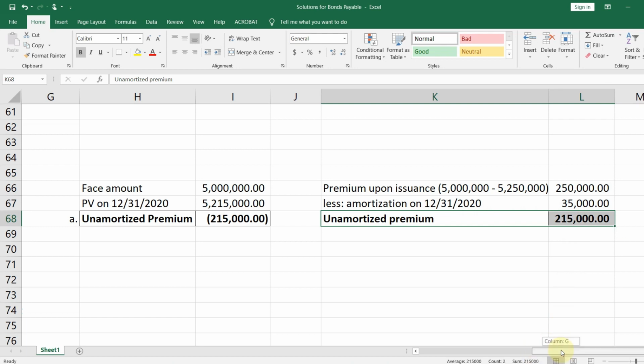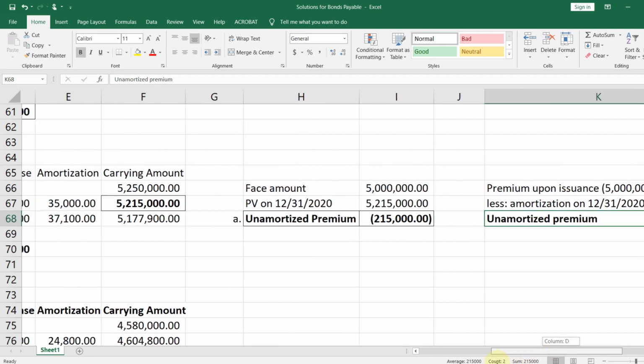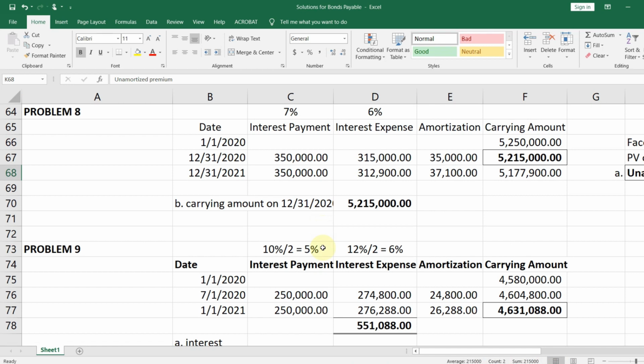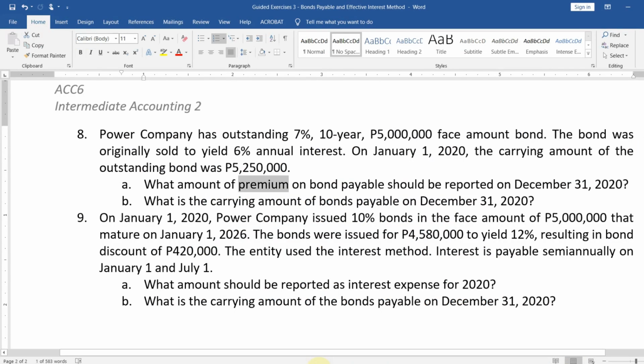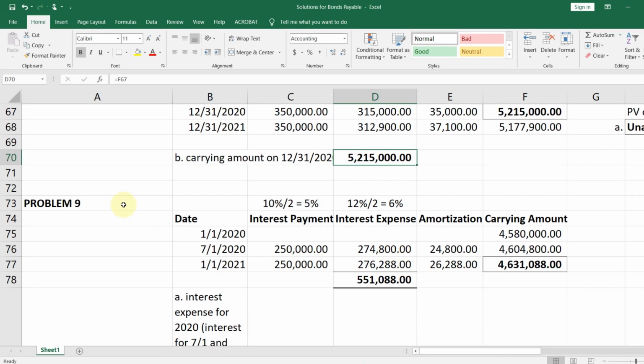Okay, so, yun lang guys. Yun lang yung sagot natin. Okay? Next. Ang tanong is, what is the carrying amount of bonds payable on December 31, 2020? Okay? So, carrying amount daw. Dito, your carrying amount is 5,215,000. Okay?